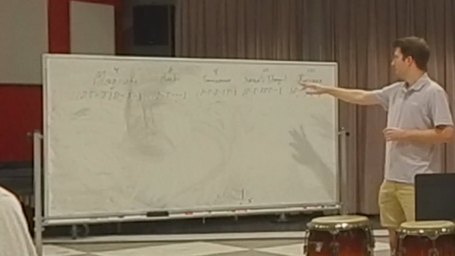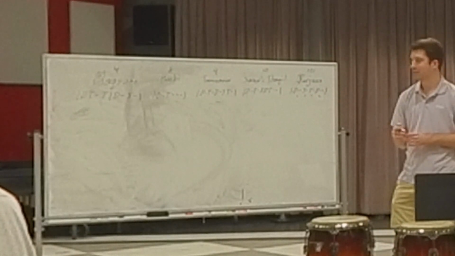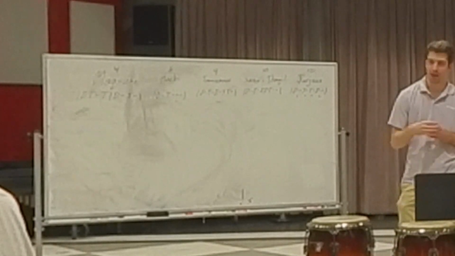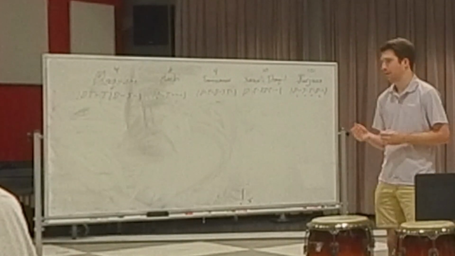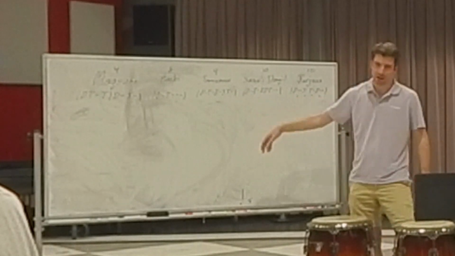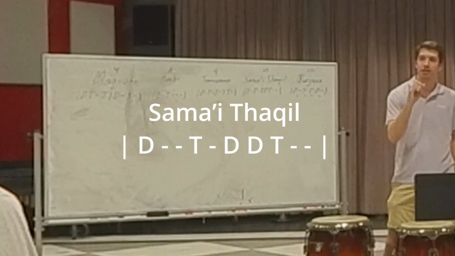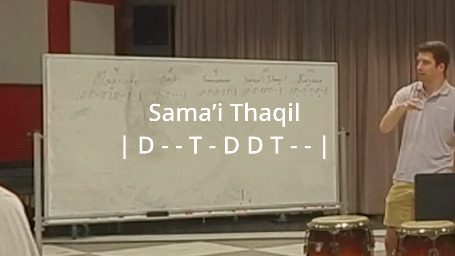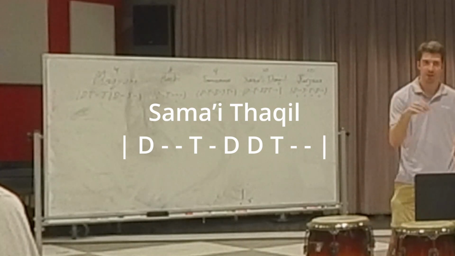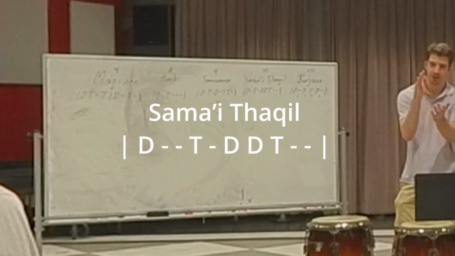Now, Samai Thaqil and Georgiana are two 10-beat rhythms that are really tricky, but after a while you can really get it and it's a lot of fun to play. Samai Thaqil is the most complicated one so far. We have doom on beat 1, beat 6, and beat 7, and we have tek on beat 4 and beat 8. So, slowly it goes like this.